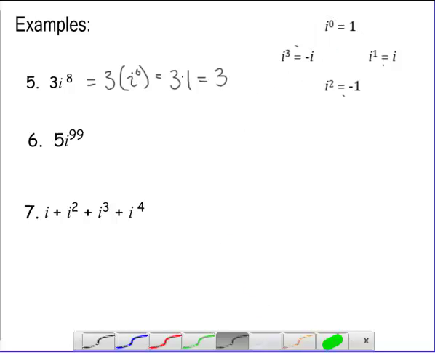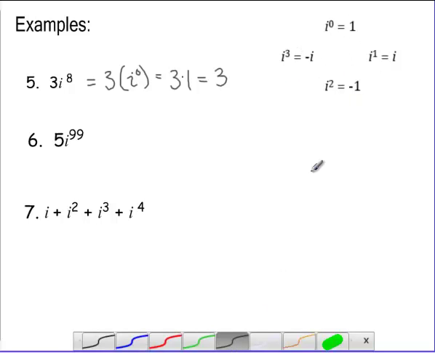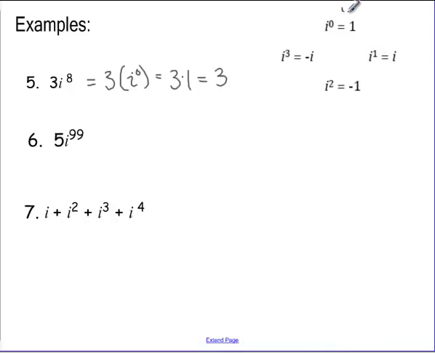All right, i to the 99th. Oh my gosh, I'm not going to sit here and go 1, 2, 3, 4, 5, 6, 7, 8, 9, 10, 11, 12, 13, 14, 15, 16, 17, 18, 19, 20. That just takes too long. Hopefully what you saw was this clock is a base 4. In other words, there's only 4 things in it. So if I noticed 1, 2, 3, 4, 5, 6, 7, 8, 9, 10, 11, 12, 13, 14, 15, 16.